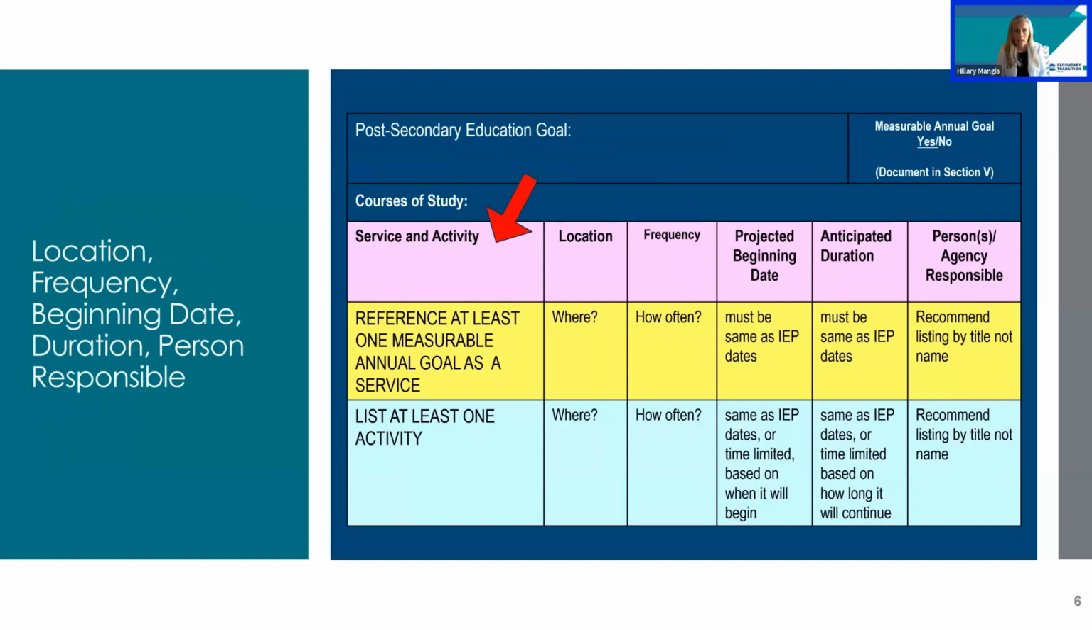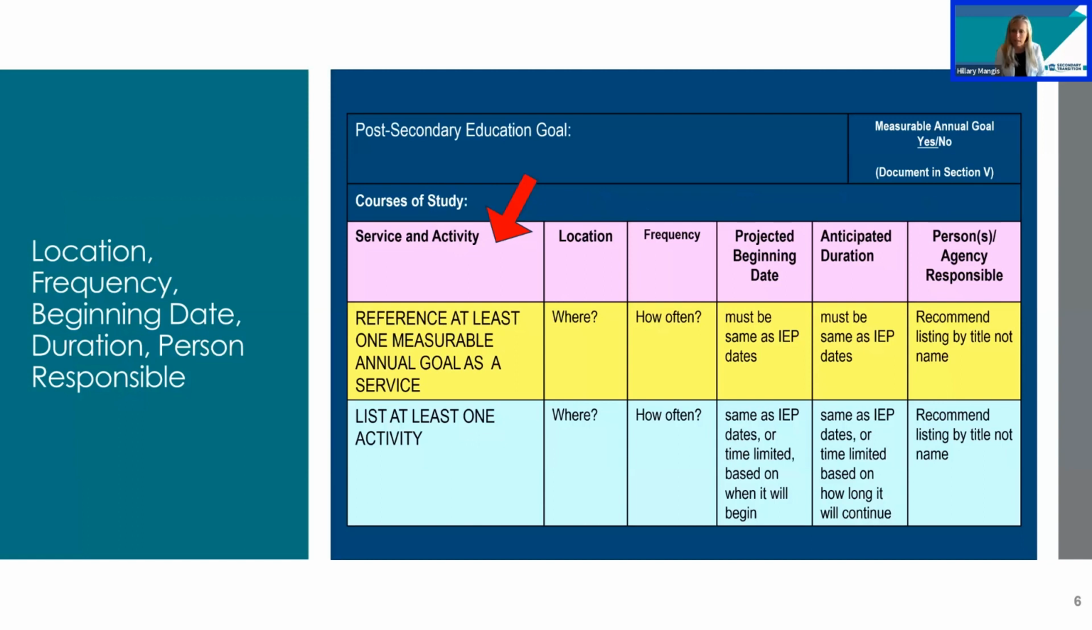Let's look at location, frequency, beginning date, duration, and person or persons responsible. For each goal area, we want to make sure that there's a service or activity listed. Next, we want to state where that location will take place. In the frequency section, we want to address how often that service or activity is going to happen. And we want to make sure that we document the projected beginning and anticipated duration under dates.